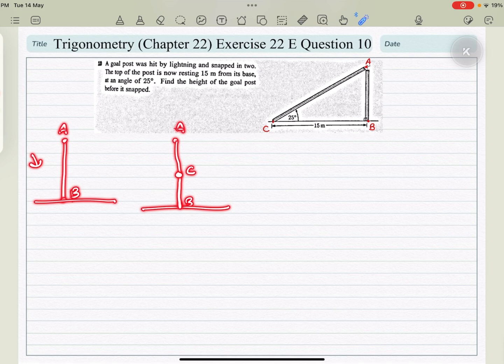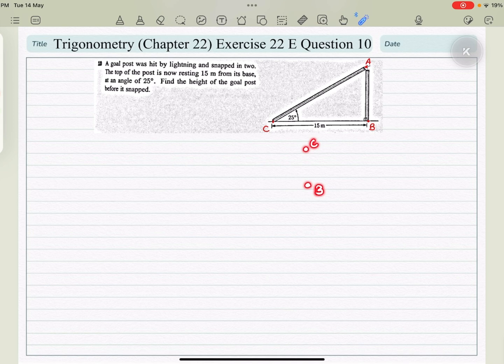And when it snaps, it falls down. So this is A, this is B, and this is the point where it snapped. And so this A is lying on the ground because it snapped. Now this A, that is the top of the post, is 15 meters from its base. So A is 15 meters away from B, that is AB is equal to 15 meters. We also know that there's an angle of 25 degrees. So this angle is 25 degrees, and there we have it. We have the diagram that we needed to draw.